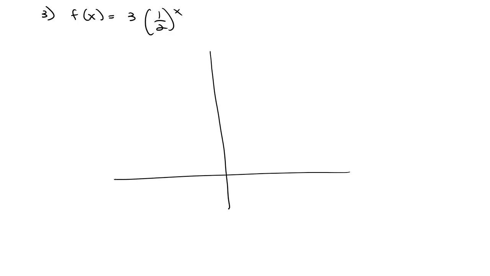Let's graph f of x equals 3 times 1/2 to the x. Now we know the graph is going to level off at 0, so I'm going to draw a dotted line that represents the asymptote of the graph leveling off at 0. We also know 3 is the a and 1/2 is the b. And there's always a point at (0, whatever the a is). So we know (0, 3) is going to be on this graph.